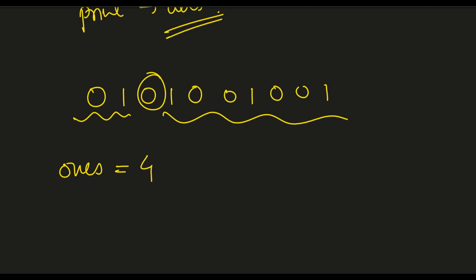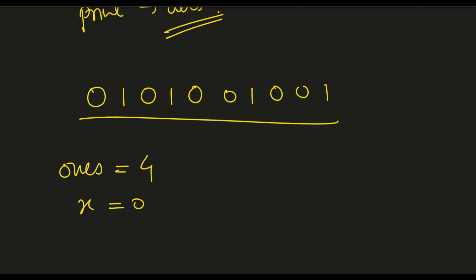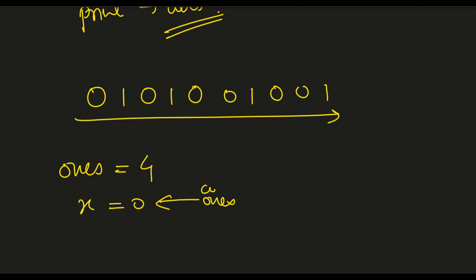4. Now, I'm using a variable, let's say the variable name is x. Now I will traverse the string. This is a 0, so I will not increment x. x is the number of ones, so we are counting the current number of ones. This is a 0, so we will not increment x. This is a 1, so we will increment x.